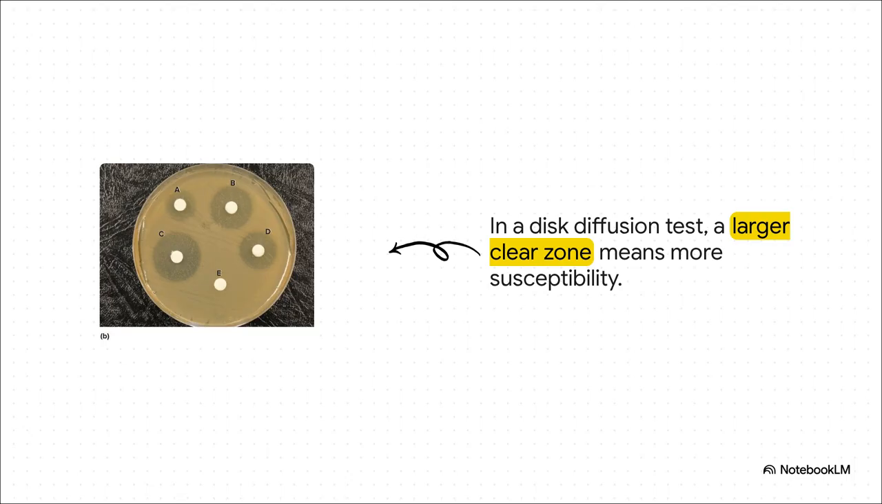Here's another super common one. It's called a disc diffusion test. You start with a petri dish that's completely covered in bacteria. Then you place these little paper discs, each soaked in a different antibiotic, right on top. If the bacteria are susceptible, you get these clear halos, these zones of inhibition. It's simple. The bigger that clear circle, the more the bacteria hate that antibiotic.